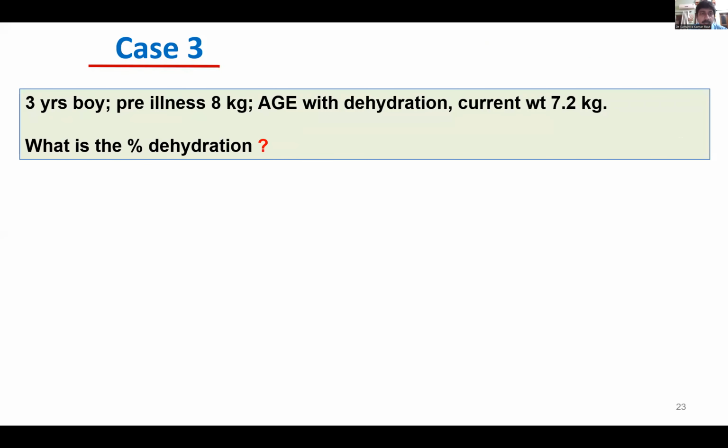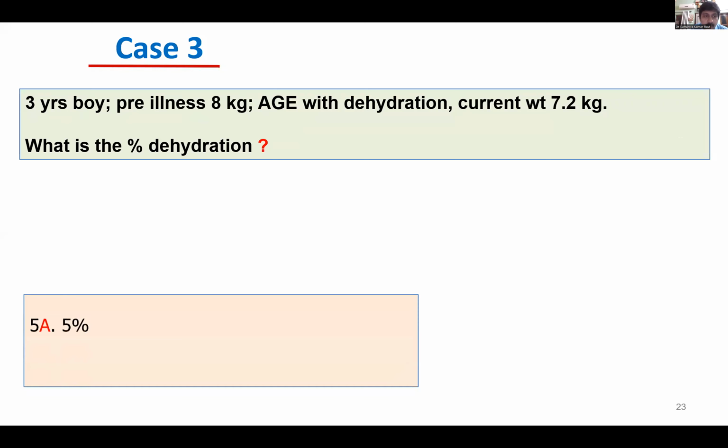Fine. So coming to our next case, this is a 3-year-old boy. His pre-illness weight is 8 kilo. Luckily, we know the pre-illness weight, because in most scenarios of our day-to-day practice, we don't know the pre-illness weight. Anyway, the child has diarrhea with dehydration, and the current weight is 7.2. So what is the percentage of dehydration and how is it calculated? So we can go through some options. That is 5% dehydration, 10% dehydration, 15%, or 20%.